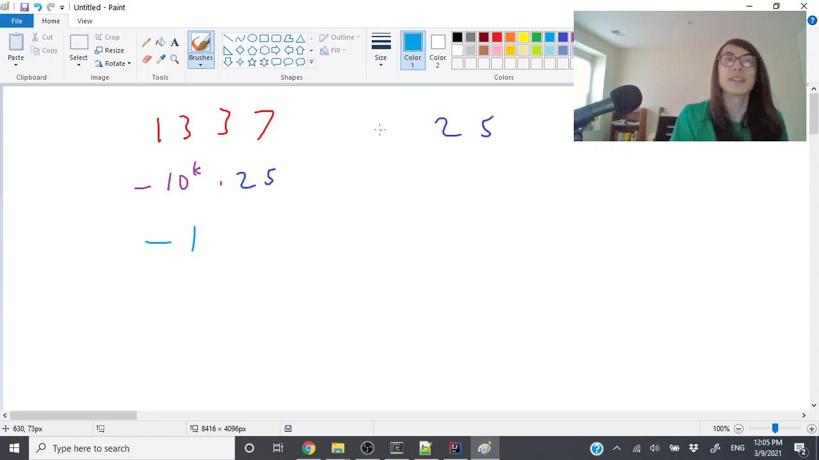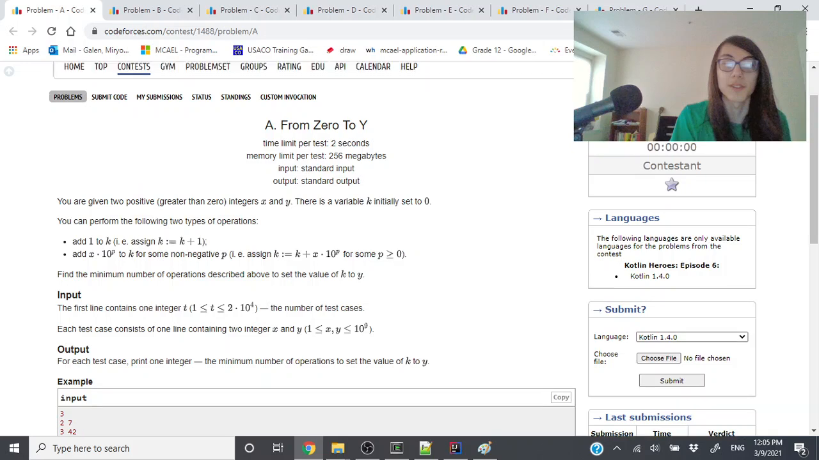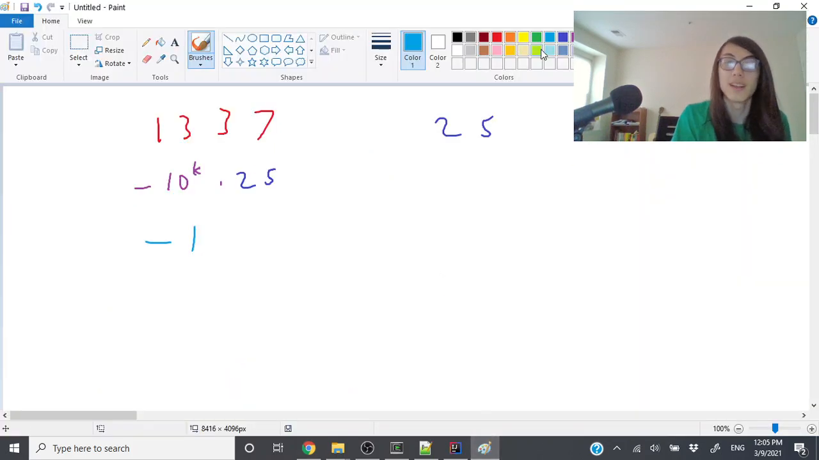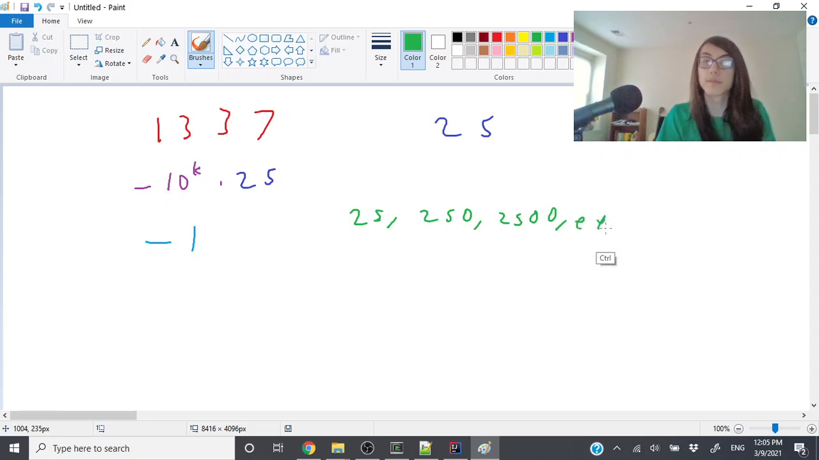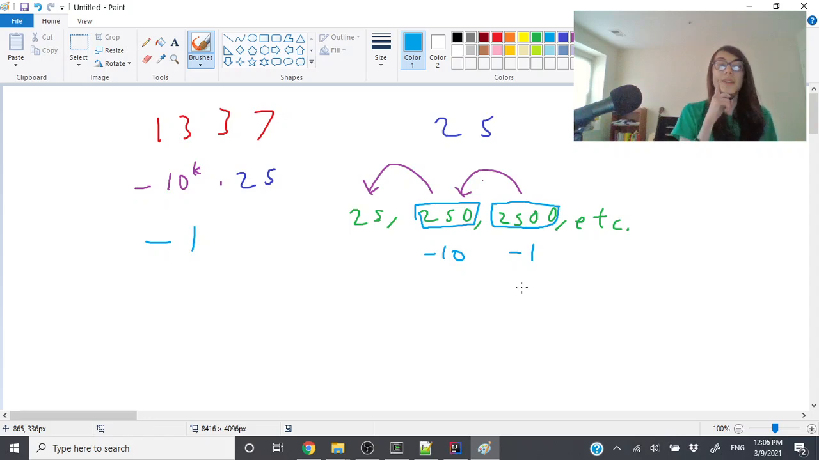So the basic idea is, this is coin change, basically. And the greedy algorithm works for coin change because, for example, the numbers we can make with this are like 25, 250, 2500, etc. Right? And this is a multiple of this, and this is a multiple of this. Meaning that if we subtract this 10 times, it's equivalent to subtracting this once, but for fewer operations. So we're allowed to do greedy here because these are all multiples of the previous ones.